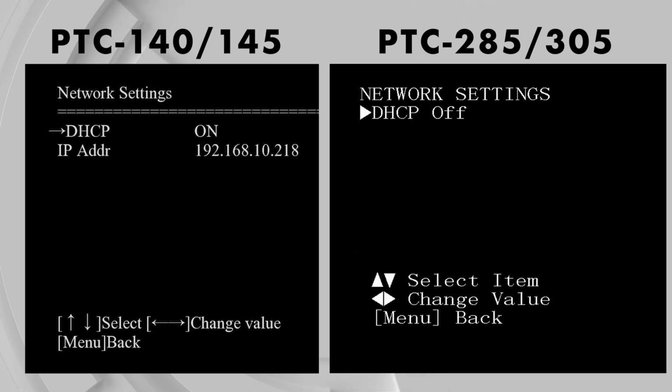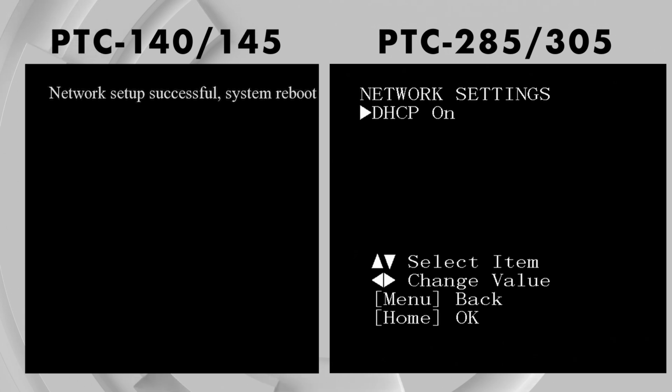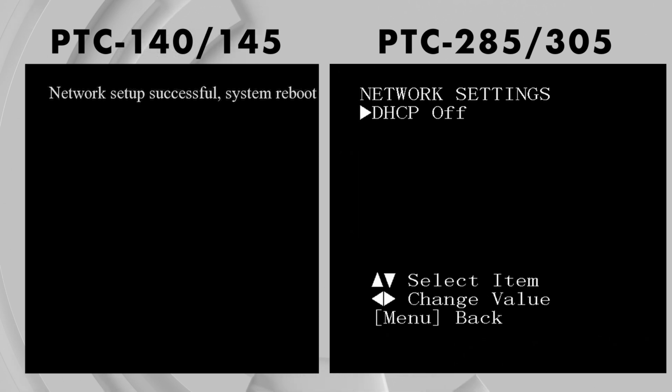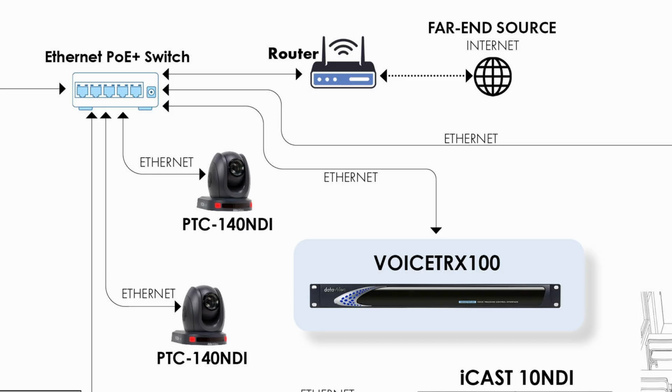Step 4. Use the arrow buttons to switch DHCP mode from off to on and press Enter. The camera will reboot into DHCP mode. If DHCP mode is already on, toggle it to off, back to on, and then press Enter. This will refresh the camera and request a new IP address from your network.